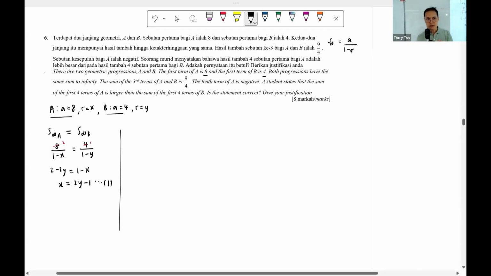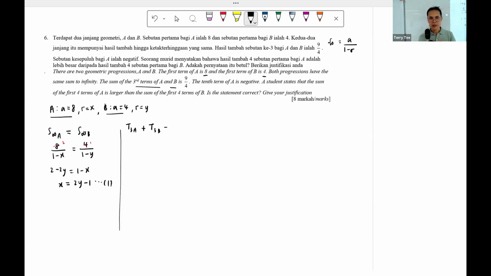Now the second part they mentioned: the sum of the third term of A and B is 9 over 4. The third term of A and the third term of B add together to give 9 over 4. Remember the Tn formula? Tn for geometric is a r to the n minus 1. My a, the first term, is 8. The common ratio is x. Nowadays they want you to write the full formula, so you write 3 minus 1. Third term for B, 4y, 3 minus 1. The result is 9 over 4.